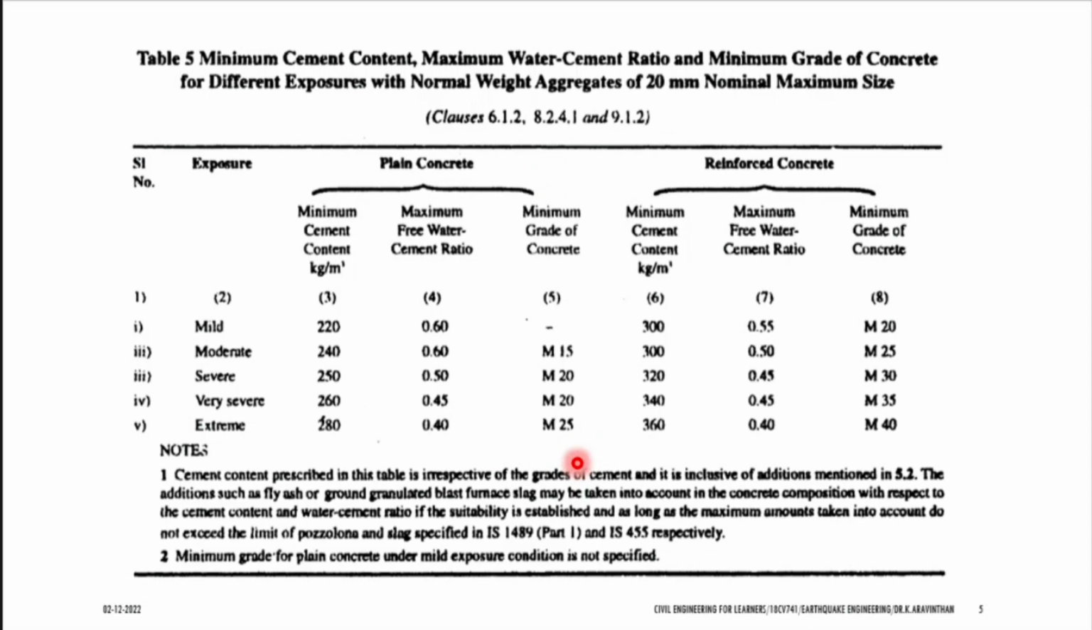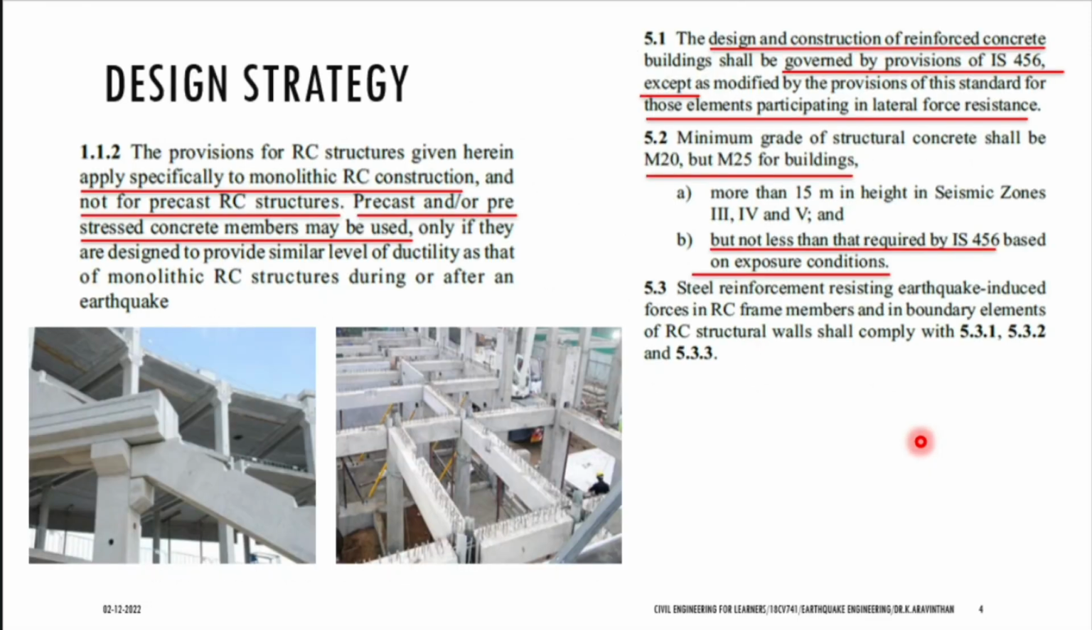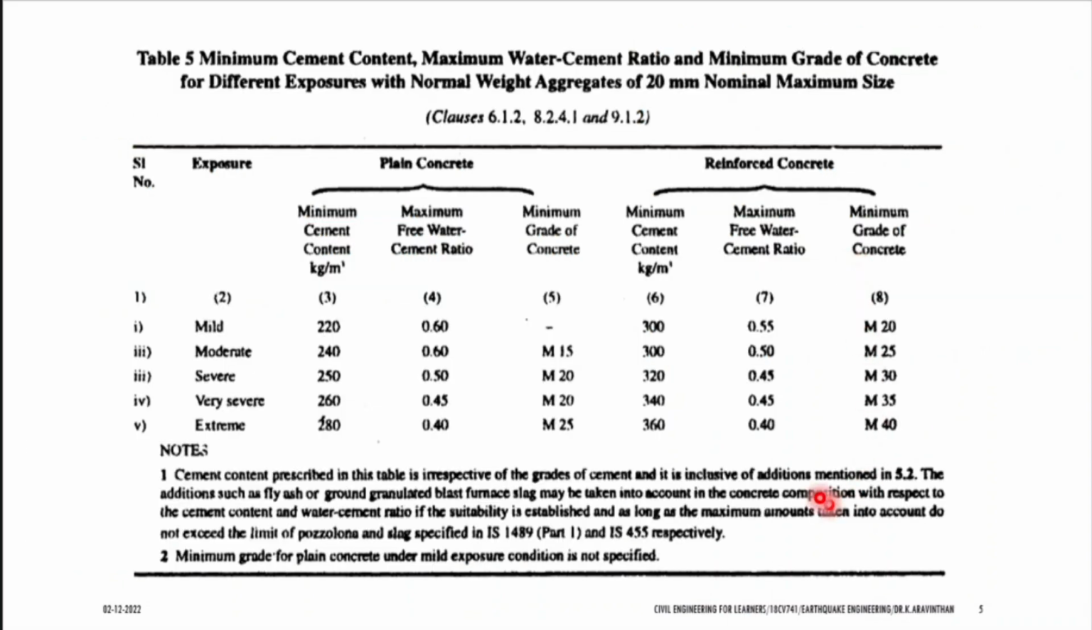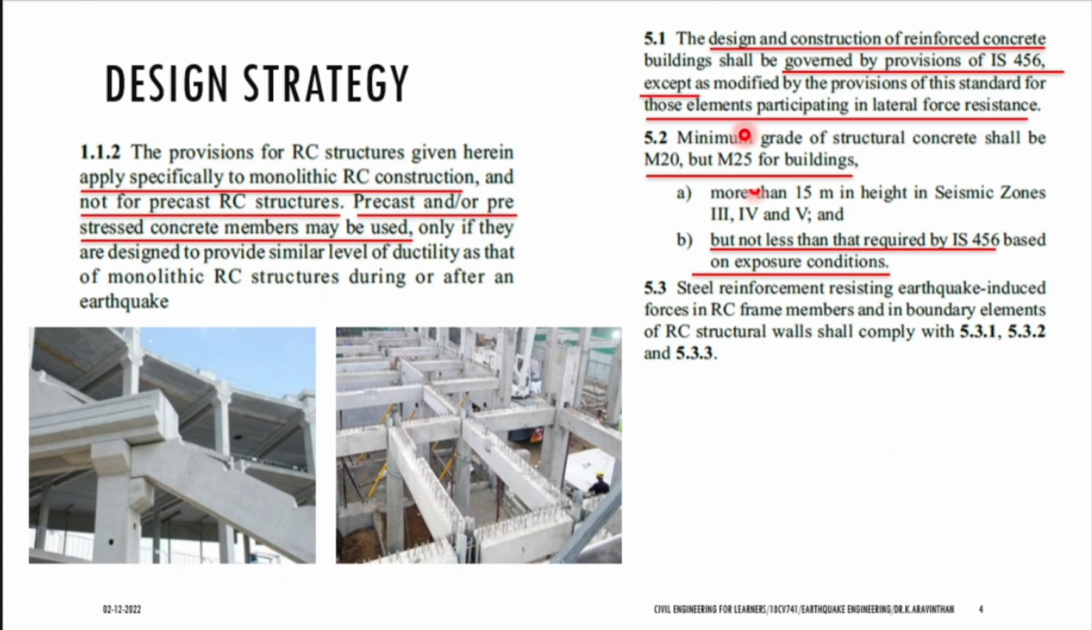All concrete structures are not the same. Building a house is different. Building an industry and an atomic power structure is different. Atomic power structure has a different code book. For plain concrete, for reinforced concrete, if you are making an RCC building, then your grade should be what? Minimum itself M40. So they are saying in this code book that, but not less than required by IS 456. If they are indicating minimum 40, now in IS 13920, they indicate minimum 20 and 25.